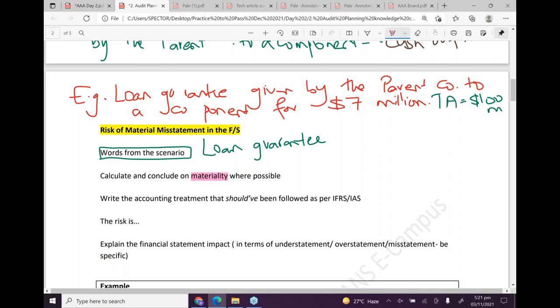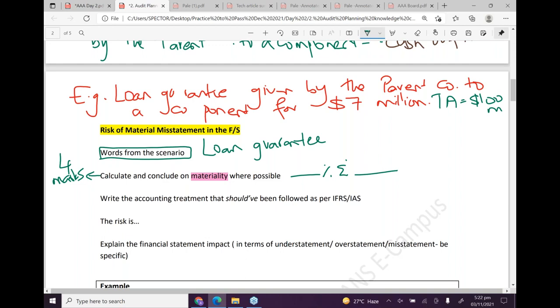You are first of all going to calculate and conclude on materiality if possible. So for about 4 risks in question number 1, you would have materiality marks. So let's jot this down over here. For 4 risks in question number 1, you would have these materiality marks. Please make sure you have your calculation and conclusion correct. So if you simply write this is 7% of total assets, full stop, that's a 0. If you simply write it's material, that's a 0. You have to explain the exact materiality calculation.